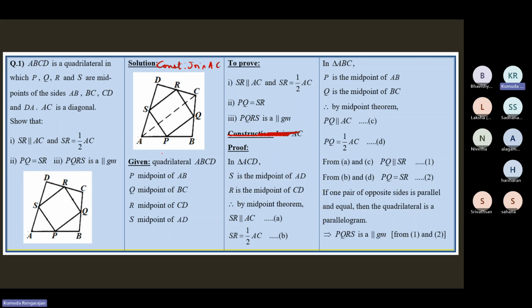Now, what is given? Quadrilateral ABCD is given to us. P is the midpoint of AB, Q is the midpoint of BC, R is the midpoint of CD, S is the midpoint of AD. All this is given to you. What do you have to prove? Whatever is to be proved, write it right here under To Prove. Next, the proof.